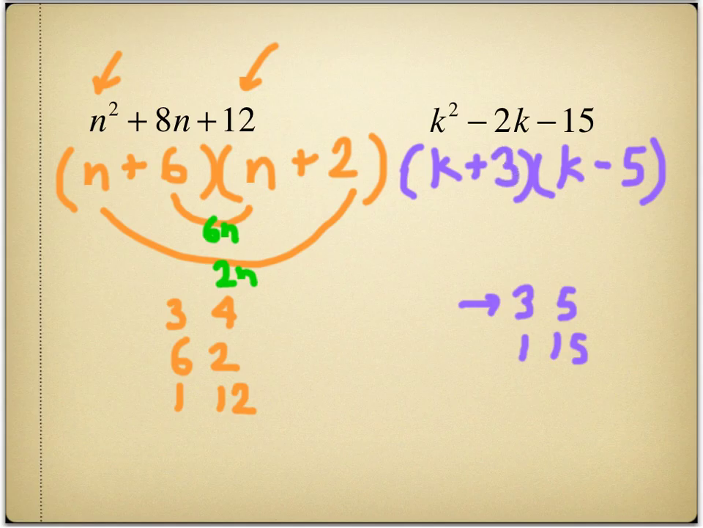Now, it's always good to check, and so let's see what we can do here when we check these. Again, k times k is k squared, 3 times negative 5 is negative 15. The ones we have to check are these innards and outards. So here I get positive 3k, here I get negative 5k, and sure enough, if I add those up, that will give me negative 2k. So I did my correct factoring there. But it's kind of tricky.